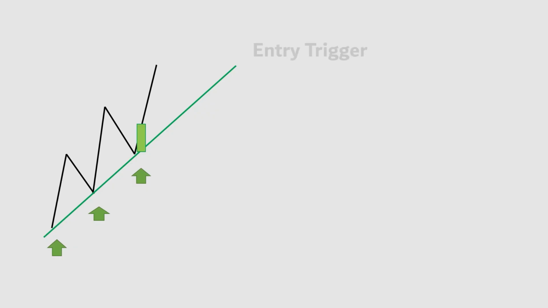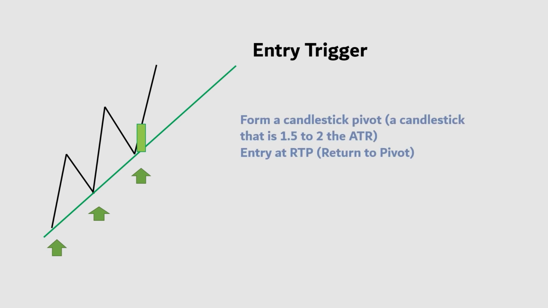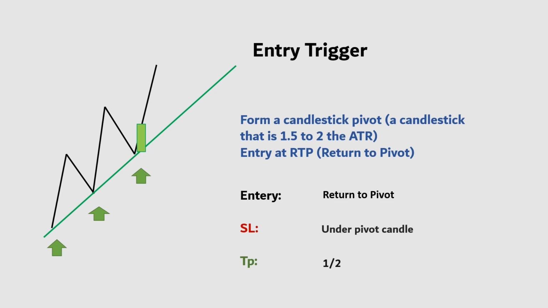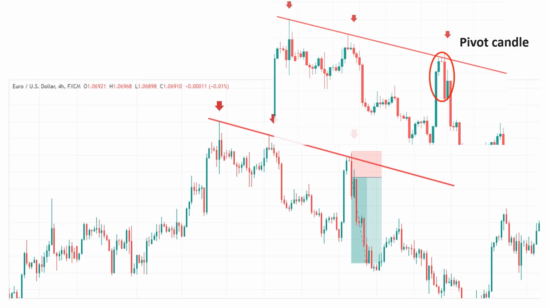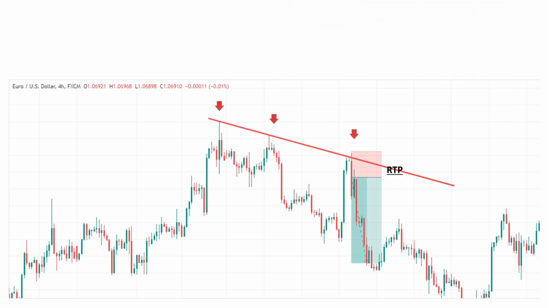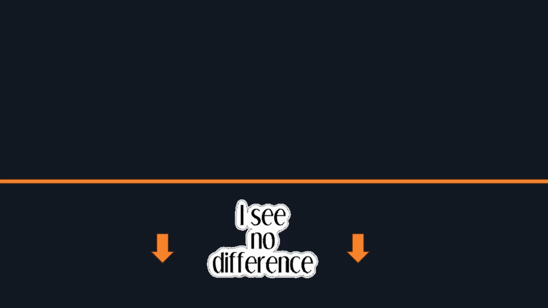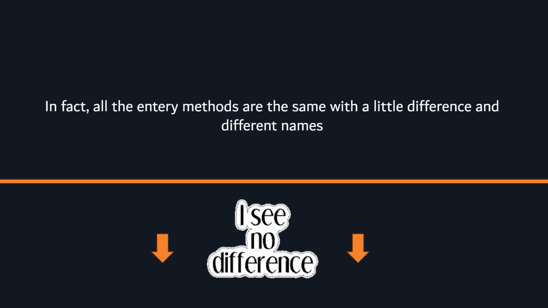When you use pivots for entering a trade, you should wait for the third touch of the trend line to see a pivot formation. After the pivot is formed, you can enter the trade on the return to the pivot. In fact, all the entry methods are the same with a little difference and different names.